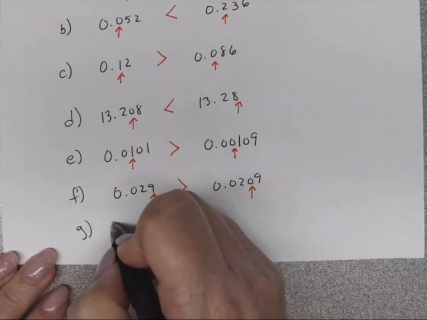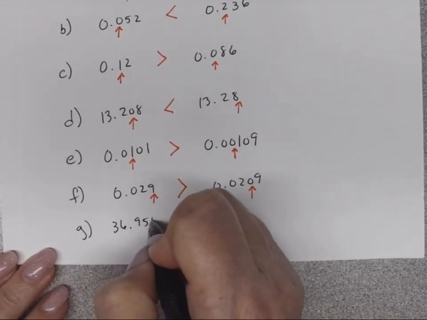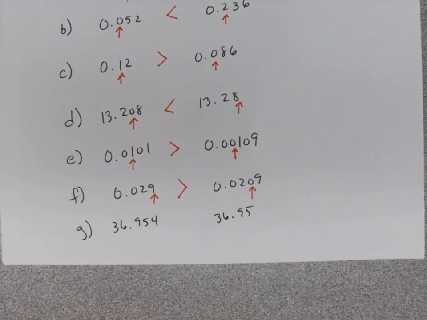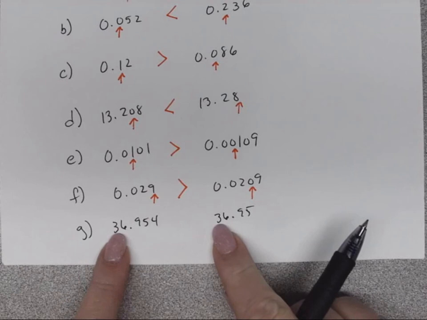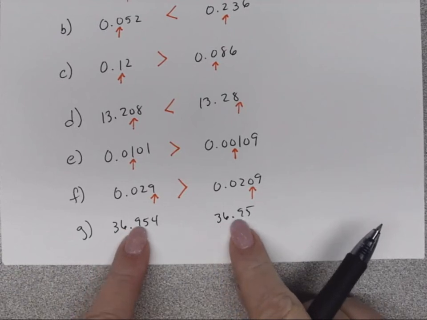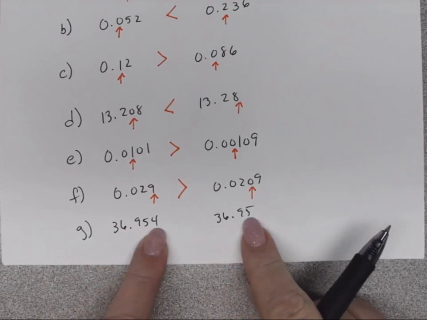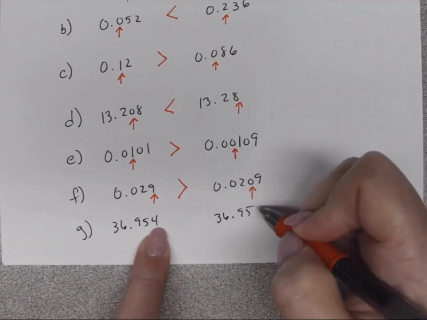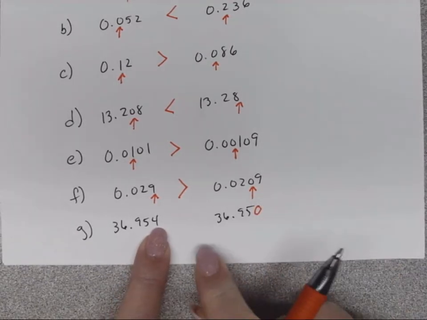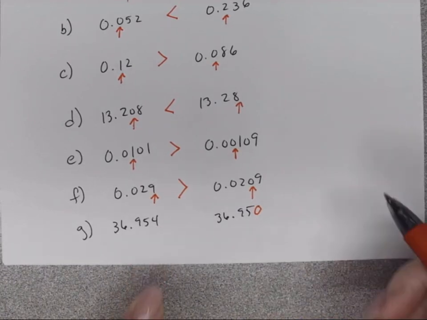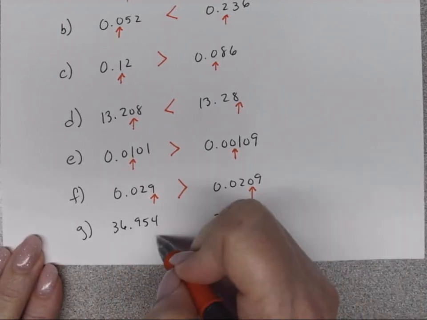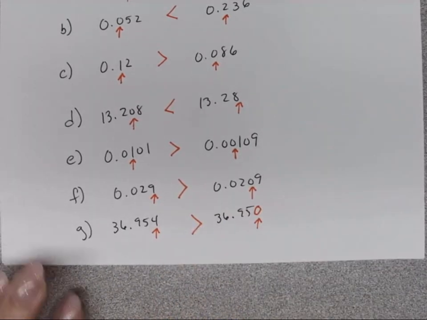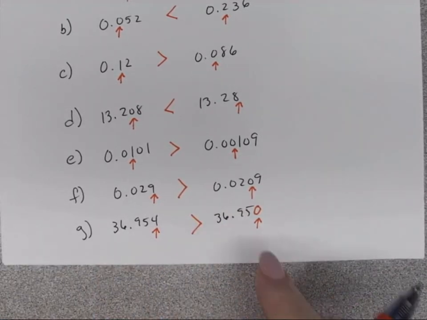All right, now we have 36.954 and 36.95. As I compare, same, but now I have a 4 and I don't have anything. So when I don't have something, this is where I can add the 0 at the end, so I have the same number of digits. Now I'm looking at this 0 compared to this 4. 4 is greater than 0, so this number is greater than that one.